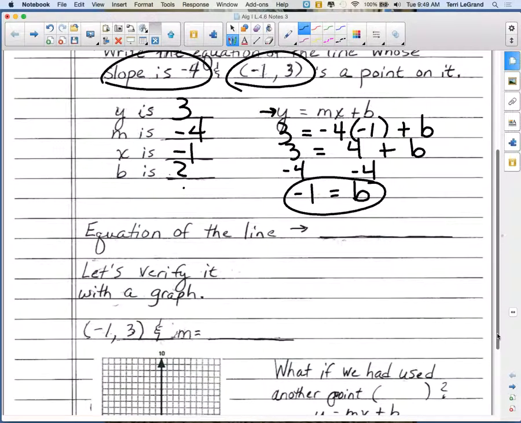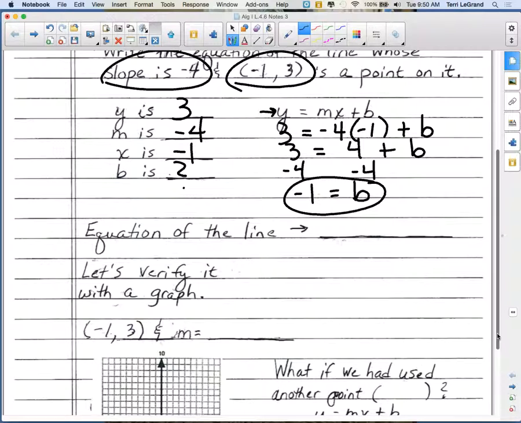I get -1. What about you? You agree? So the y-intercept is -1. What does that mean? What would this graph do? Well, it's going to fall from left to right because it has a negative slope. What else will it do? What else do we know for sure? What did we just find out? It crosses the y-axis at -1. And ordered pair (-1, 3) should be on our line.